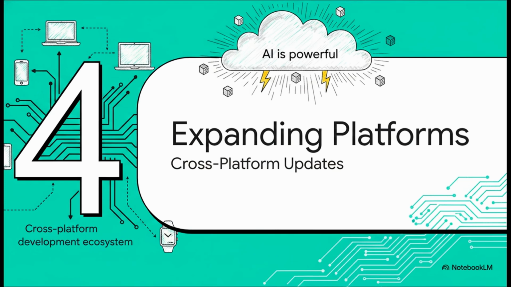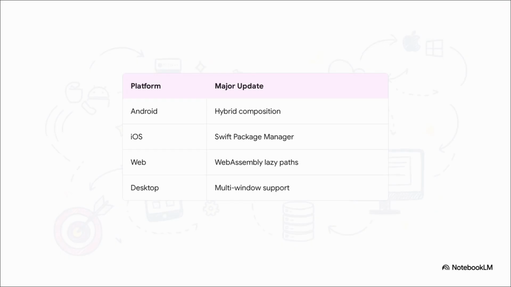Okay, but where do these next-gen experiences actually run? Let's check out Section 4, Expanding the Platforms, and dig into the latest cross-platform updates. Flutter 3.44 is dropping major updates across the board. Android gets much smoother hybrid composition. iOS finally shifts to Swift Package Manager by default. Goodbye, CocoaPods. The web gets a massive 25 to 40% performance boost for way smoother animations. And desktop finally gets true multi-window support thanks to a partnership with Canonical.